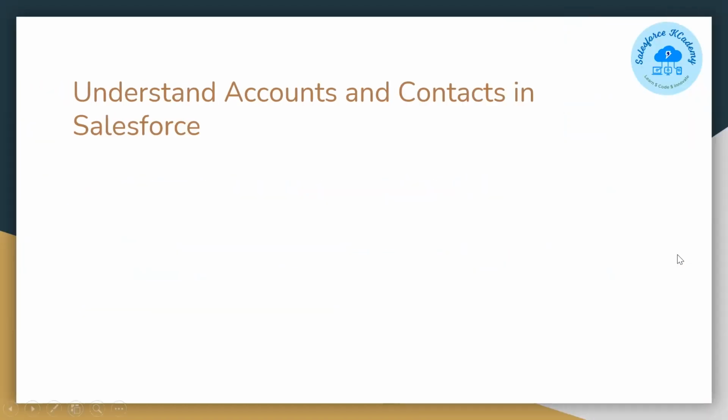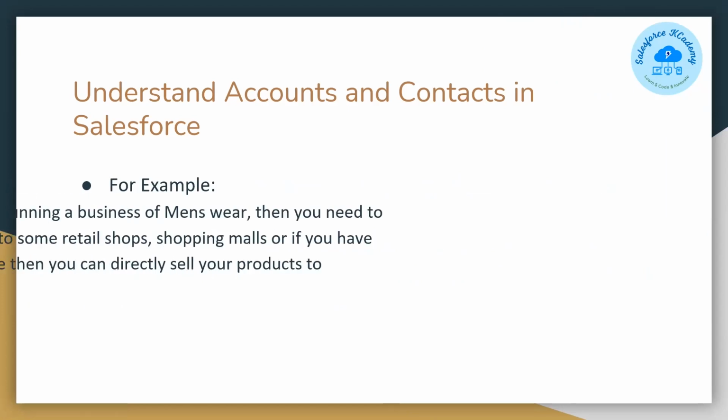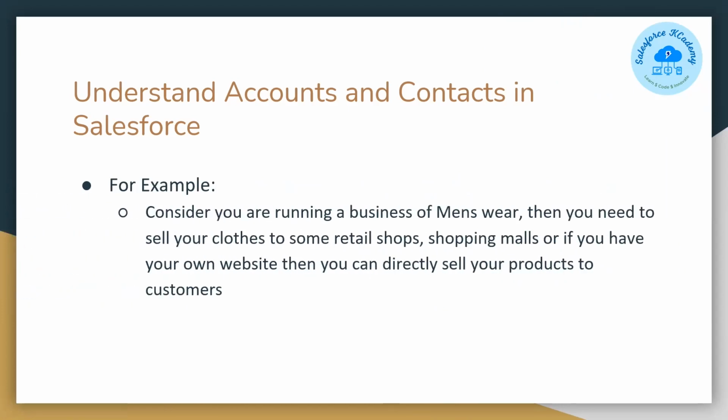Now, for example, consider you are running a menswear business, like Puma, Jockey, or anything. Then you need to sell your clothes to retail shops and shopping malls. This is the first scenario: retail shops or shopping malls. Retail shops means wholesale shops to whom you need to sell your clothes, or shopping malls like Pantaloons or Shoppers Stop.